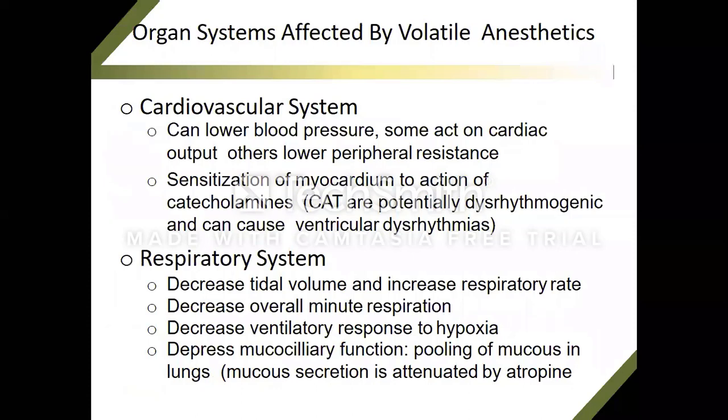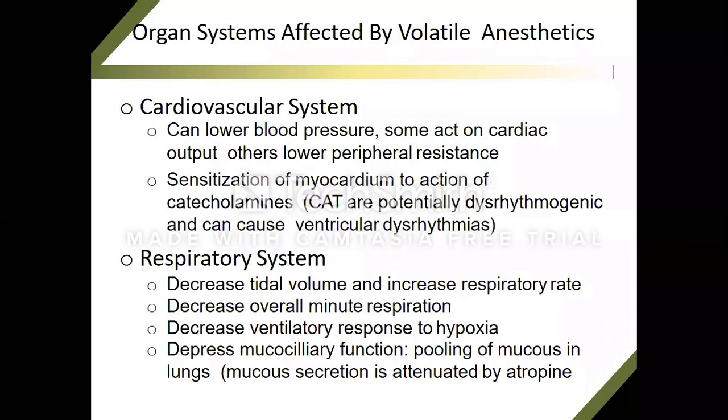Now, which are the organs that get affected? The major two organs affected are the cardiovascular system and the respiratory system. In the cardiovascular system, there is a lowering of blood pressure. Some of them also cause lowering of cardiac output, and lower peripheral resistance is also observed. Some general anesthetics sensitize the myocardium to the action of catecholamines, and they are potentially arrhythmogenic and can cause ventricular arrhythmia. A very good example is nitrous oxide.